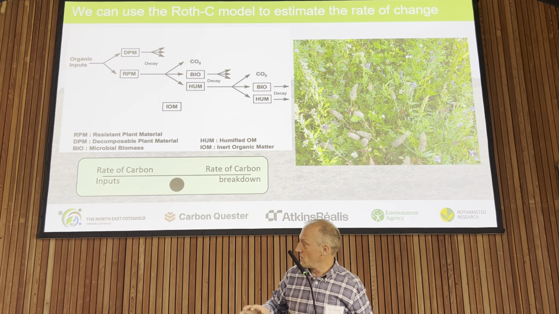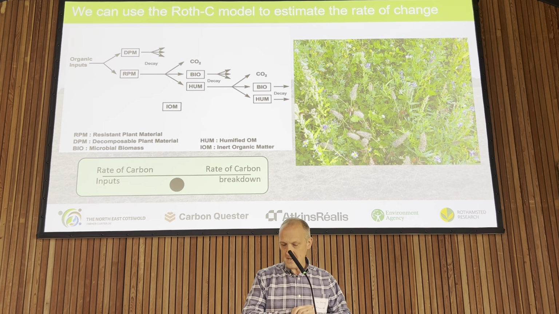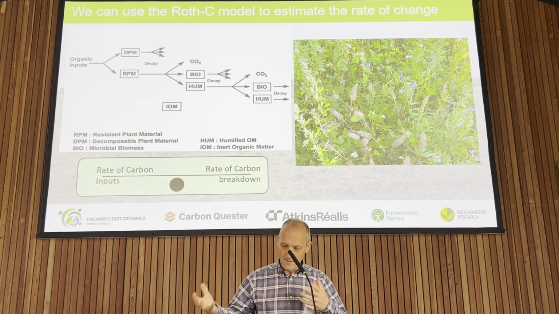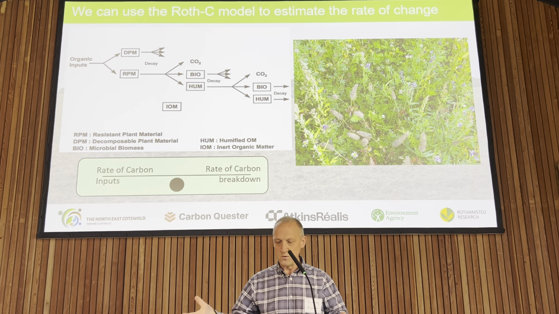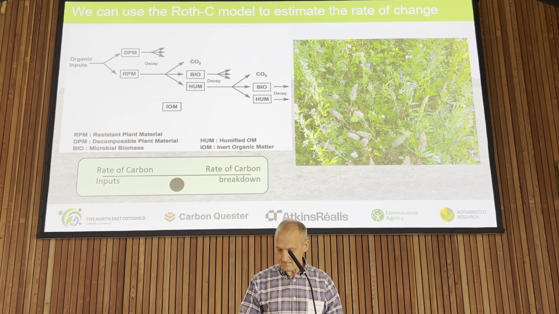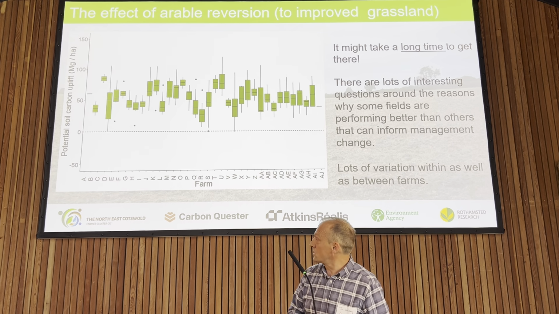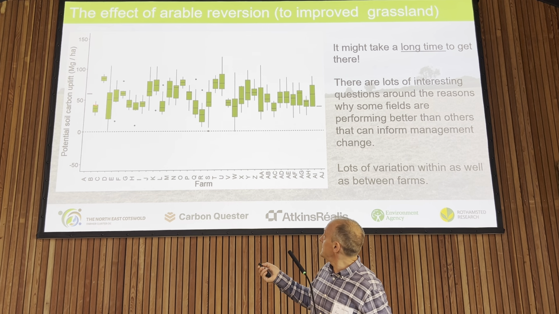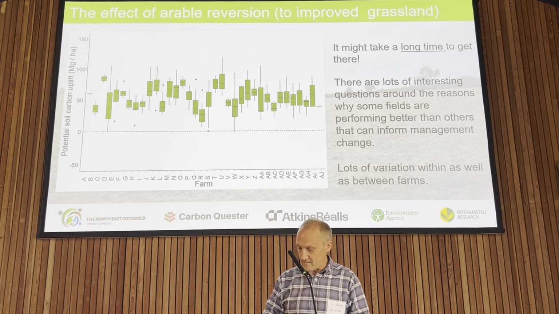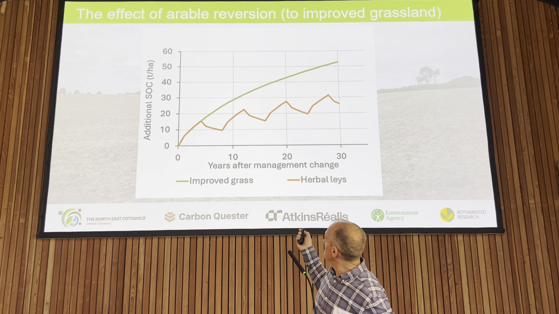And I've got a nice picture of a legume lay on the right there, and the model also includes grassland and herbal lays or annual crops, so we can look at those different effects. And this is the kind of output you get. So if you remember, going from arable to grasslands, you're getting about a 50 tonne to 100 tonne uplift, and then this is running it for 30 years, and this is where you get to based on the model.